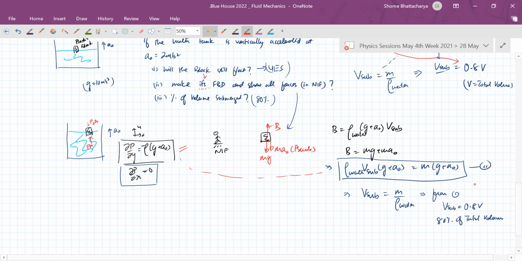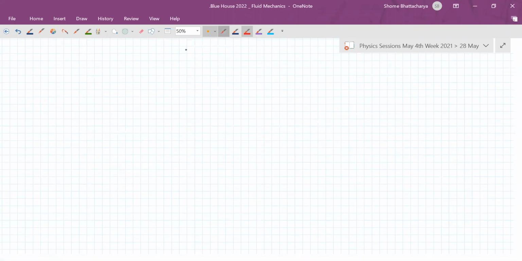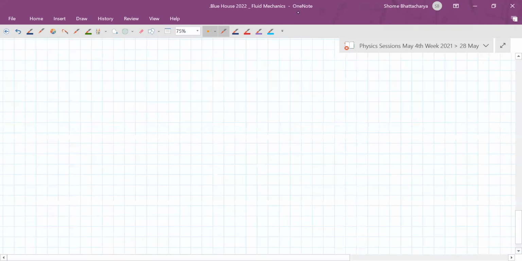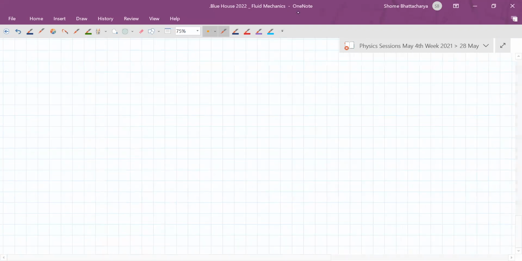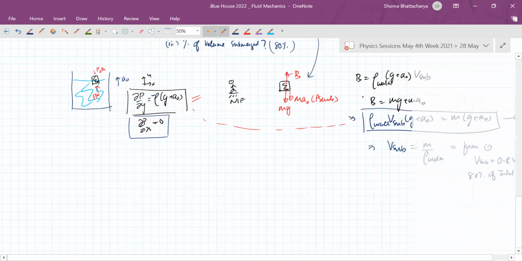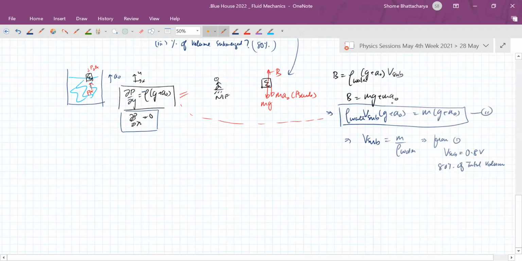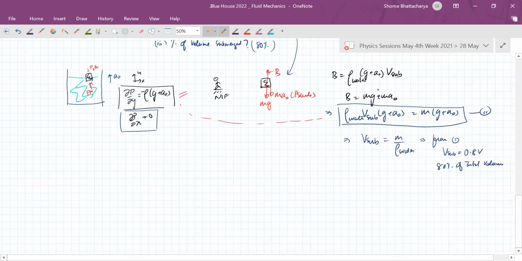So hope both these examples are clear. Okay, now next thing we'll move on to is the very last thing we will see. Yeah, Shikhar, so that's the reason, because what is happening in the case of this non-inertial frame is that the buoyant force also increases by that same factor as the effective weight of the object increases.